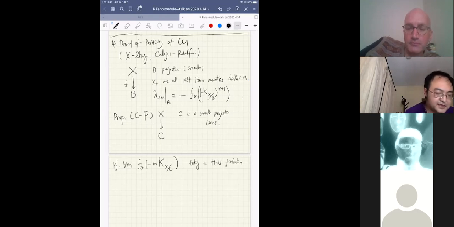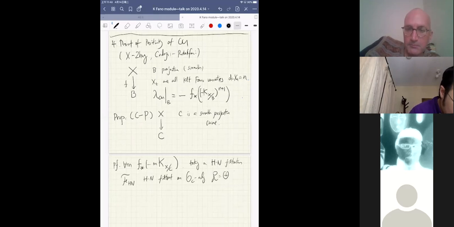So we basically take this Hadamard-Schumann filtration, and we just put all of them together. So we get a filtration on this algebra, which is given by putting all of them together, all M together.